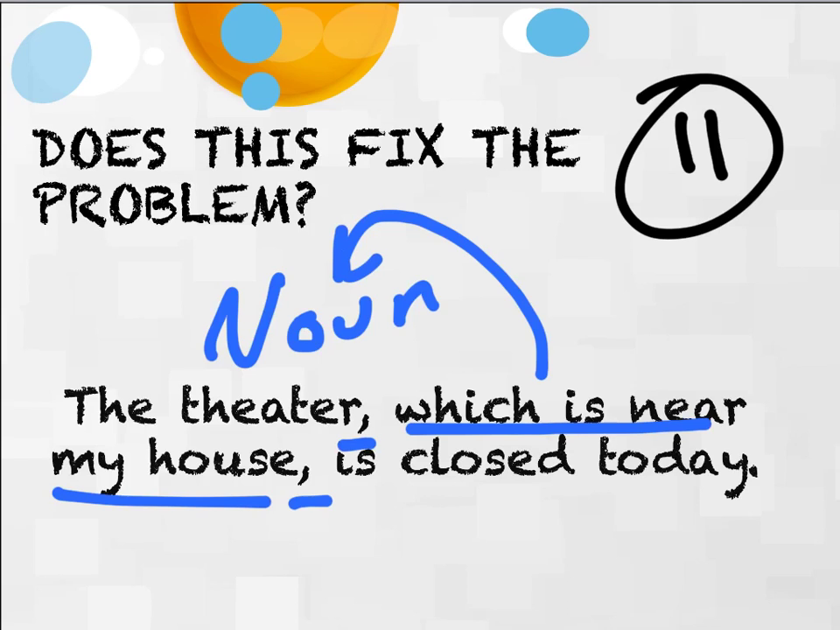Fourth rule, we need to be able to take the appositive out of the sentence, and the sentence still needs to make sense, so let's cross that guy out and let's read it. The theater is closed today. That sentence makes sense without the appositive, therefore we use the appositive correctly.